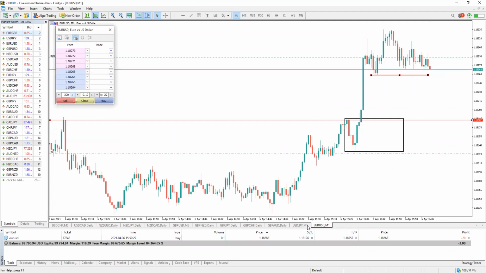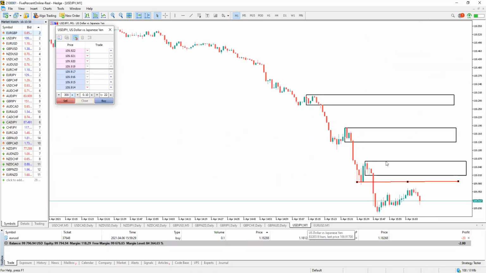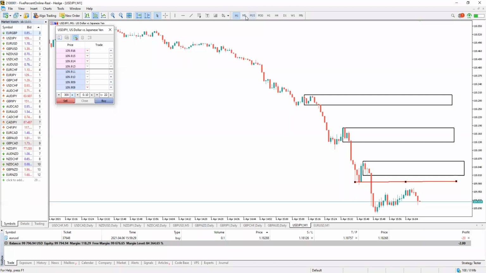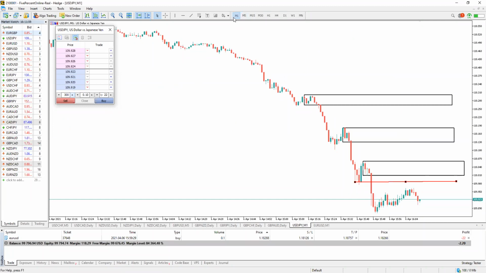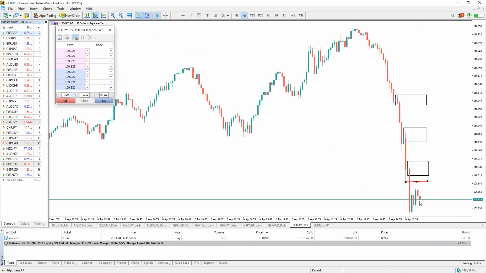Now let me see how the dollar yen is going. Okay, I might have missed that one. If it goes up, it would keep compressing. So hopefully it gives me the pullback I'm looking for and doesn't start running to the downside. I guess I would have missed the trade then.